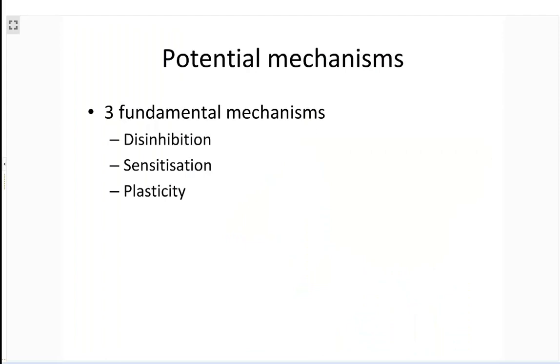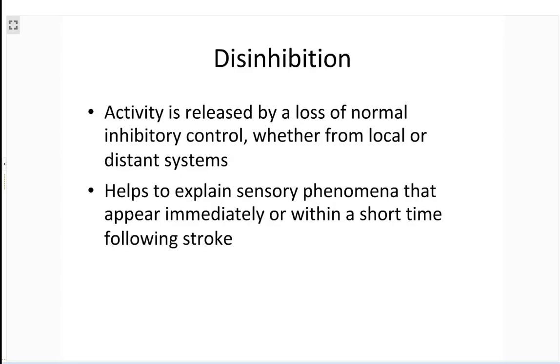So the potential mechanisms that have been described, and these were described for central post-stroke pain, but now with the overlap that's going on, I think we can start to think a little more broadly about them. Three fundamental mechanisms have been discussed. The first being disinhibition, then sensitization, and then finally plasticity.